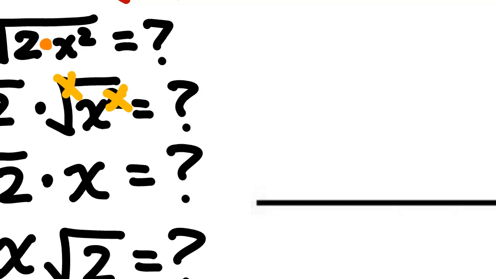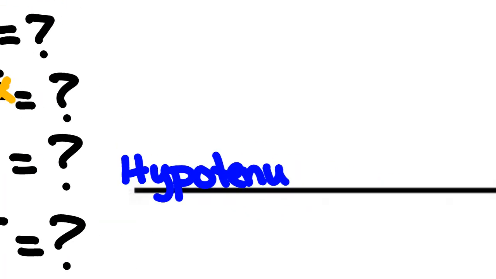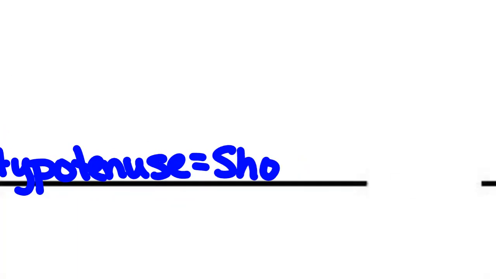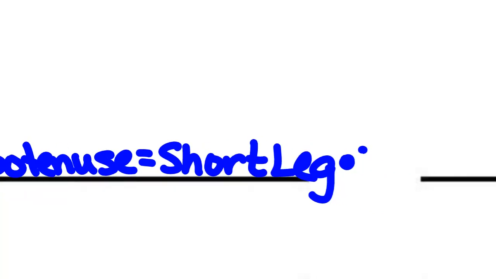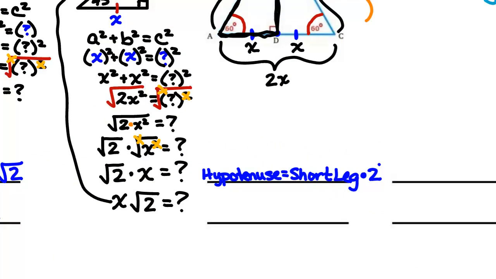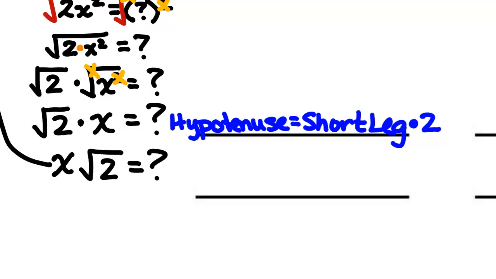So let's write that down on this line right here. The hypotenuse is equal to the short leg times 2. I'm going to abbreviate that down to H equals SL times 2.